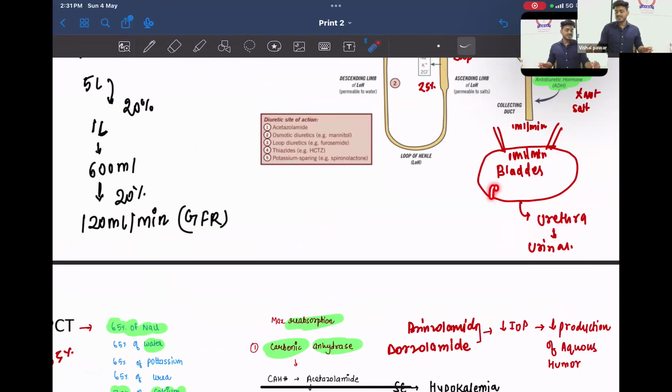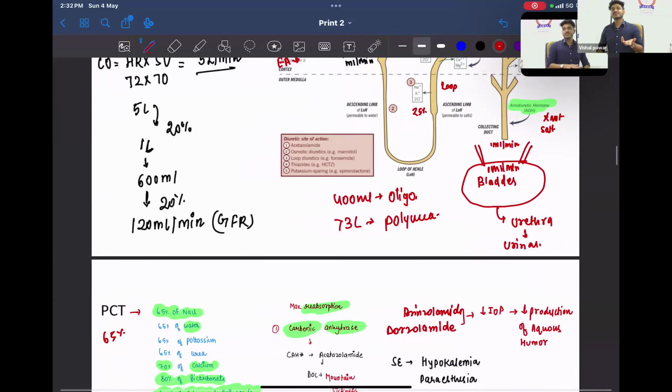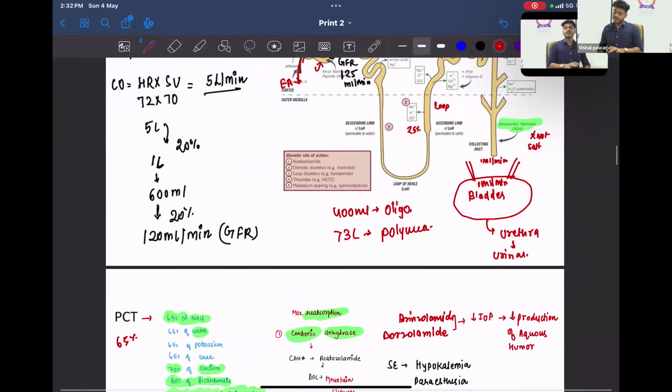In a day, you will be passing approximately 1 to 2 liter, that is going to be 1.5 liter. If you are passing less than 400 ml of urine in a day, this is known as oliguria. If you are passing more than 3 liter of urine per day, this is known as polyuria. This is going to be a feature of diabetes. Polyuria means someone is passing more than 3 liter of urine, then it is considered to be as polyuria, right?